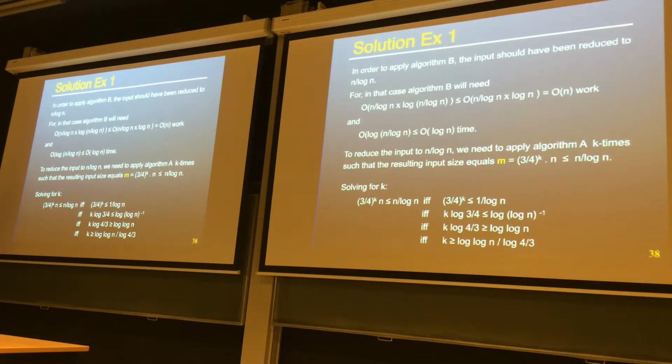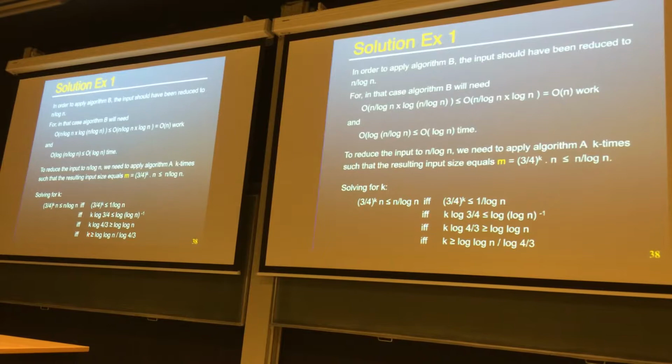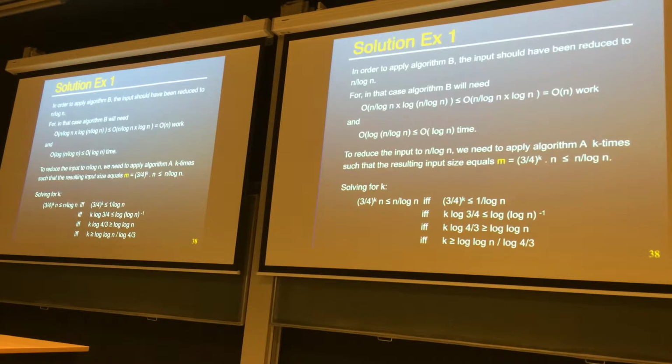So if we would like to reduce our input size to n divided by log n, we solve the following equation. After k iterations, your input size is reduced to m, where m is (3/4)^k times n, and that should be less than or equal to n divided by log n. Well, then there is a simple derivation for solving k, and this derivation ends in k is at least log n divided by the log of some constant. So this is really something in the order of log n. Yeah? Okay, that's the basic idea.